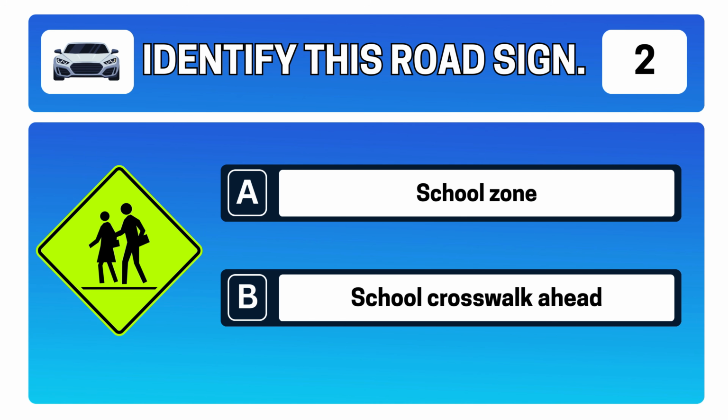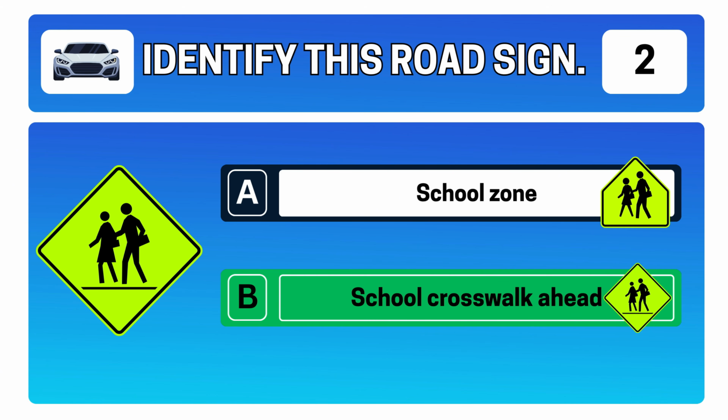Identify this road sign. A. School zone. B. School crosswalk ahead. Excellent. It is the school crosswalk ahead sign.